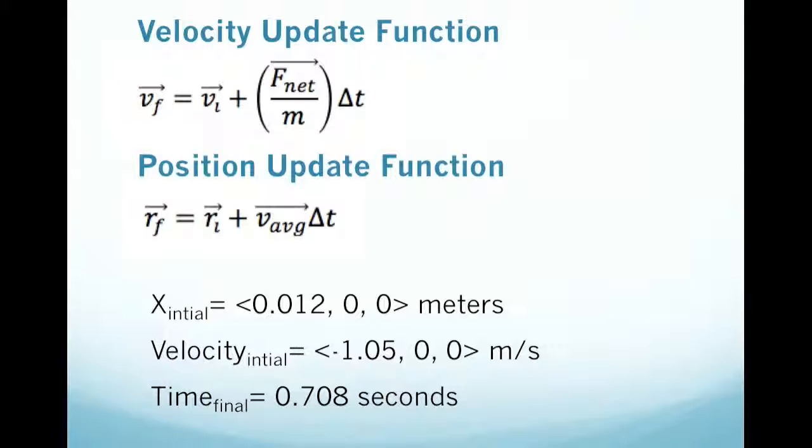Then the position update function is r final is equal to r initial plus velocity average times delta t. Delta t is 0.708 seconds because that's the duration of the ball's motion. That's times velocity average, which is negative 1.05. And that's plus the initial position, which we know is 0.012 from our Tracker graph. And that all gives us our final position.